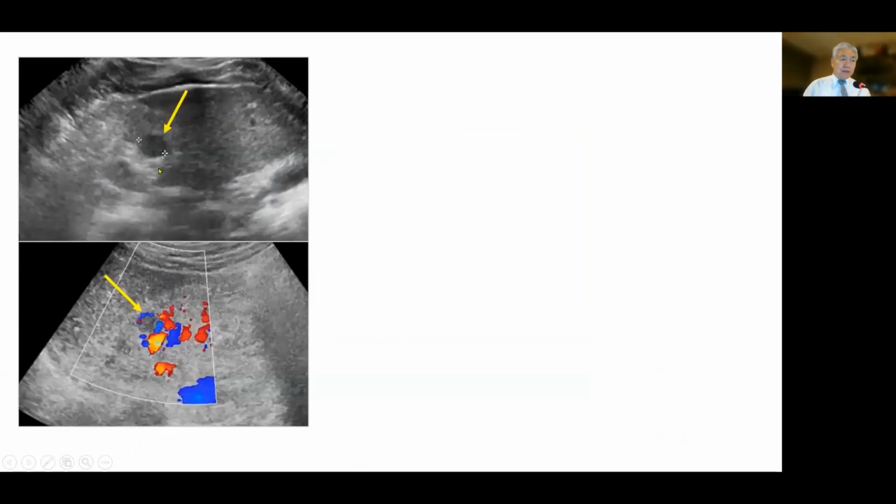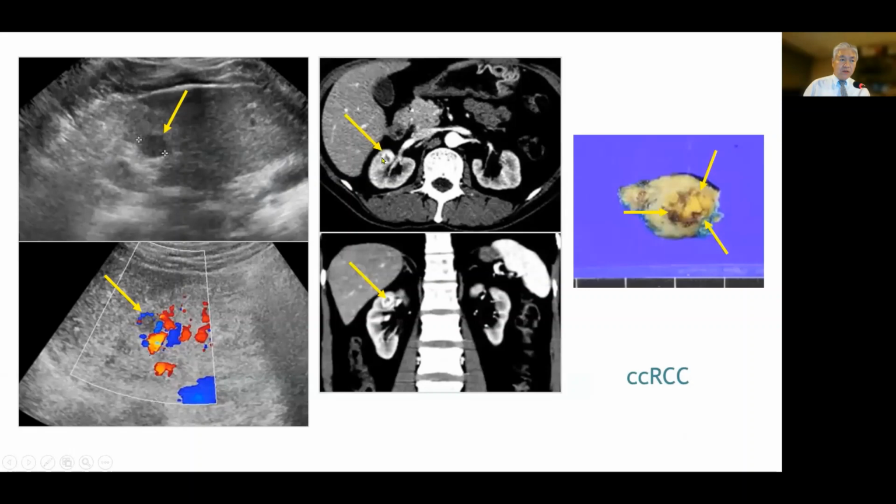Here's another example of small clear cell renal cell carcinoma showing the value of Doppler ultrasound that shows similar peripheral vessels and similar peripheral strong enhancement as CT. And again, it was a small clear cell renal cell carcinoma.